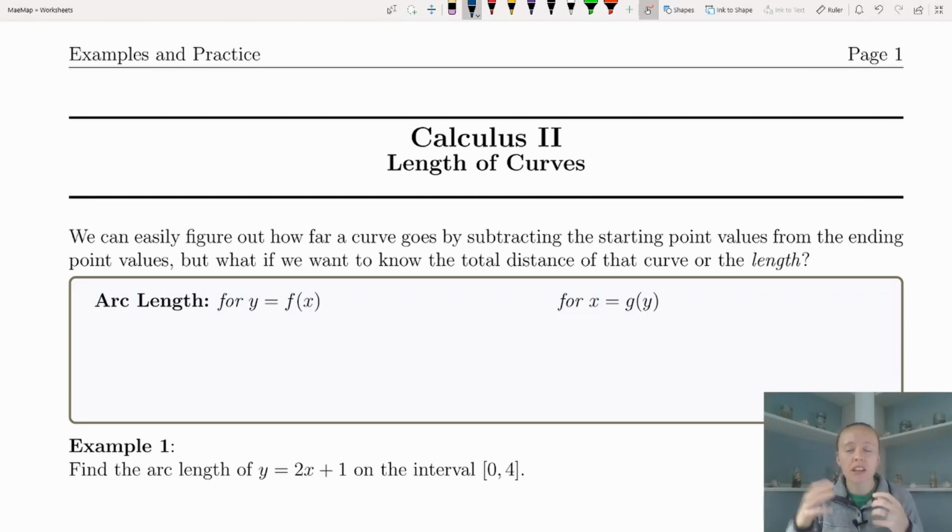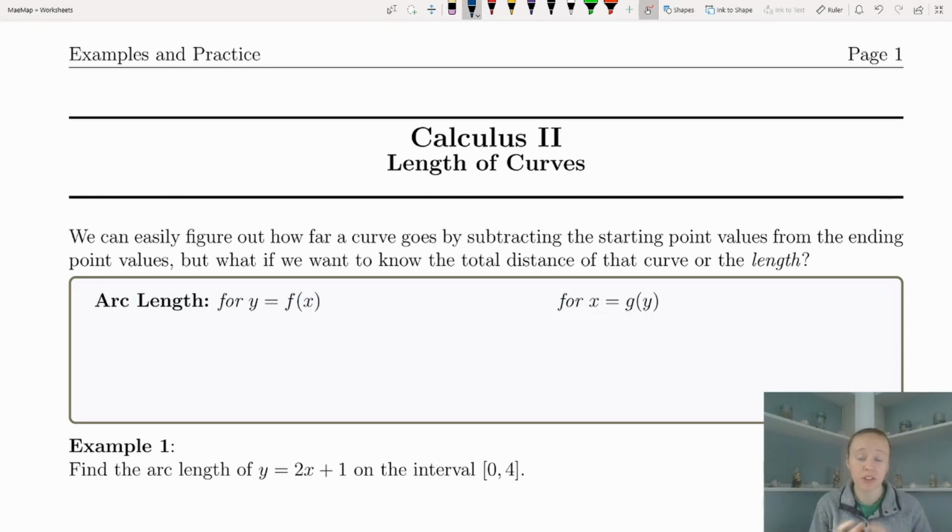I think a good way to think about this is if you think about throwing a ball, it's going to have some sort of curve. Most of the time we care about how far the ball was actually thrown. But what if you want to know how far the ball traveled over the course of being thrown? That's going to be the length of that curve. So in this video, we're going to talk about figuring out that total length.